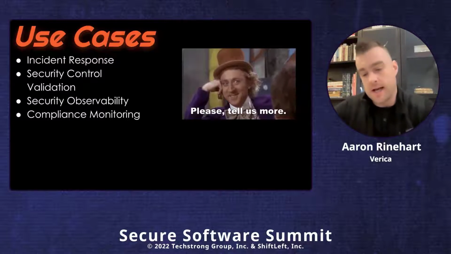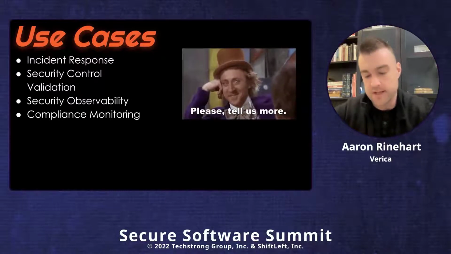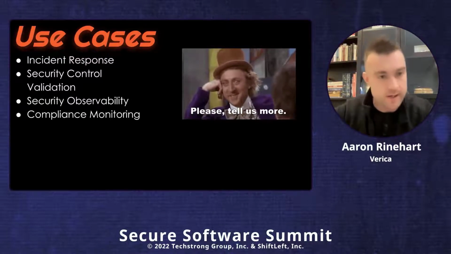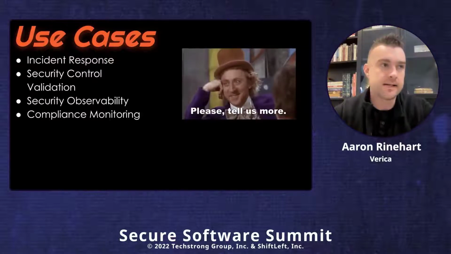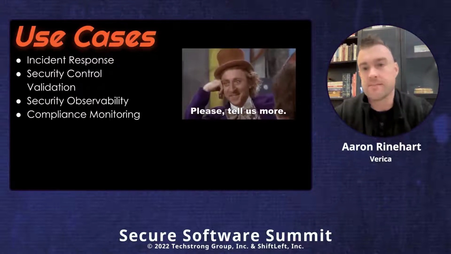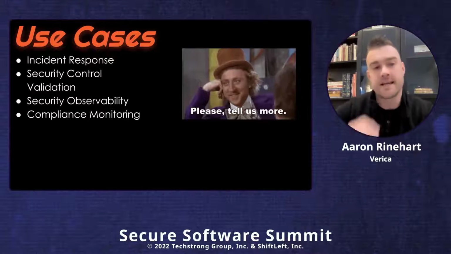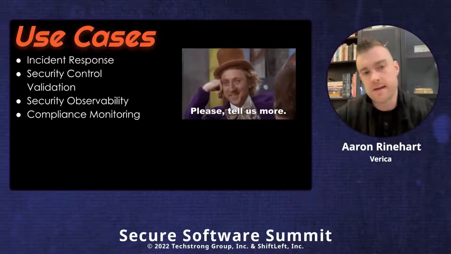Security observability, understanding how effective your system observability, things like your monitoring and your alerting, are at detecting certain types of events. So that's key. And then compliance monitoring.